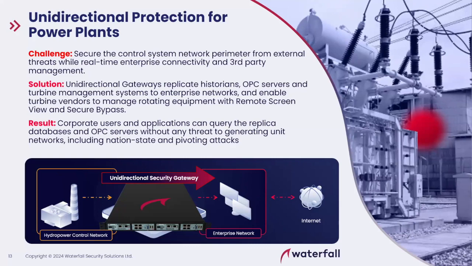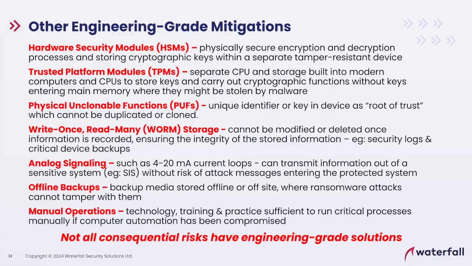It's not a firewall, but it sits at the IT-OT interface. It's a way to get access to OT data without getting access to OT systems, without putting those systems at risk of a pivoting attack. You cannot pivot through a gateway. So here are some examples of network engineering and other engineering-grade mitigations that we should consider.